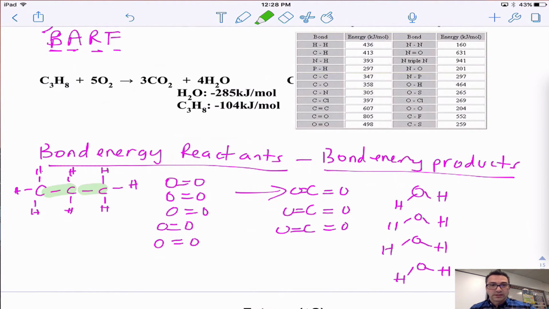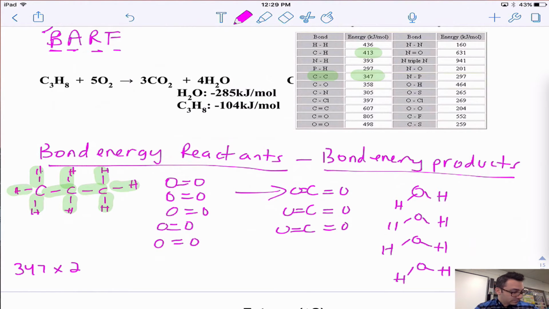If we look in the chart at the carbon-carbon bond over here, we see that that is 347. So we're going to have 347 times 2. So that's the first thing. Then we're also going to break the CH bonds. And so let's count those up. We're going to have 1, 2, 3, 4, 5, 6, 7, 8. And we find the CH bonds, and we're going to break 8 of those. So we're going to have 413 times 8.